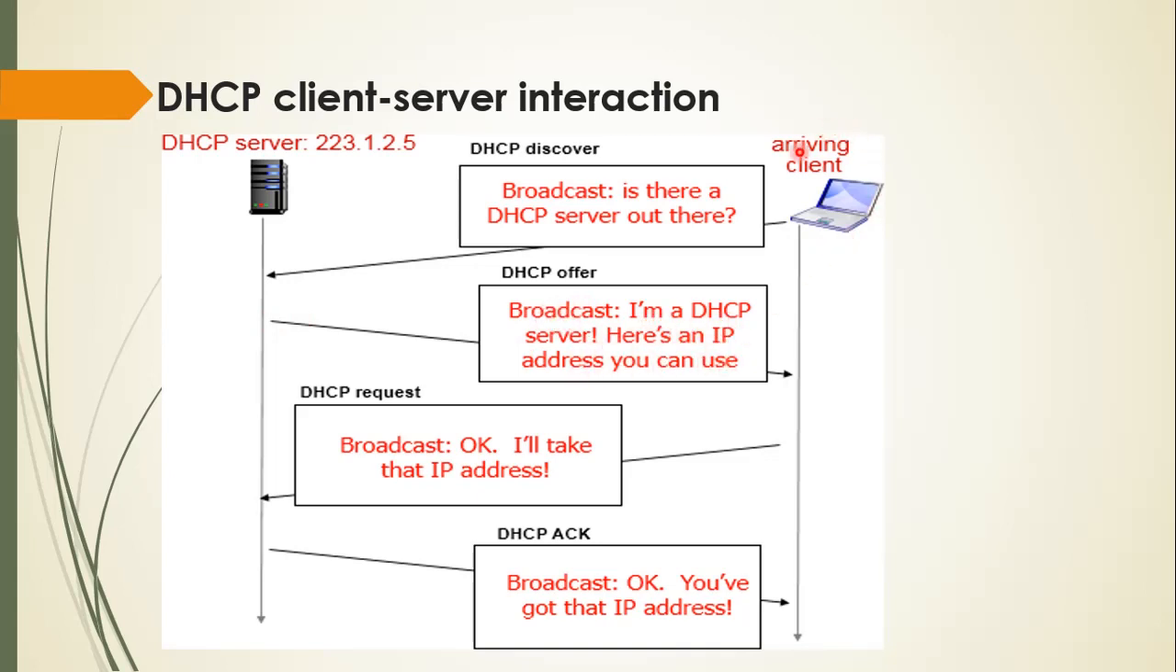So this is the client arriving, and it is asking the DHCP server for an IP address. Then the DHCP server broadcasts, I am a DHCP server, here is an IP address you can use. So it provides the IP address to this device. After that the client sends a message to the DHCP server saying, okay, I will take this IP address, I am using this IP address. Then DHCP provides the acknowledgement, okay, you have got this IP address.